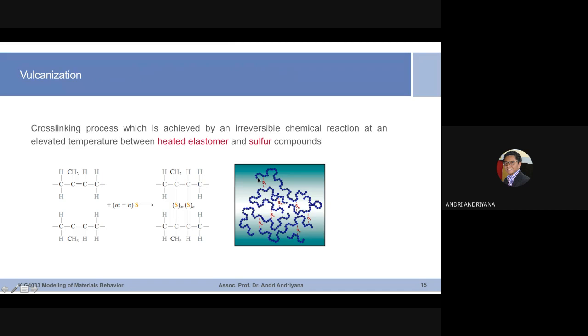So this is another illustration. You have one chain here and another chain there, and then we create vulcanization, which means that you tie up one part of the chain here to another part of the chain here. So when you pull, for instance, in the horizontal direction, and then you remove the load, then this will act as an anchor point to snap the polymeric chains back to their initial shape, to their initial conformations.